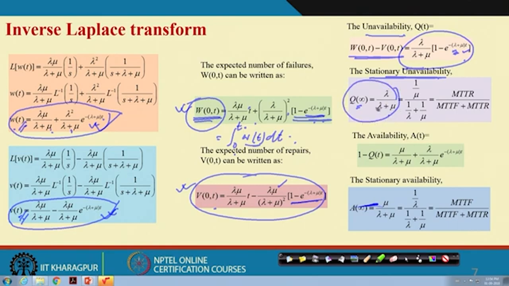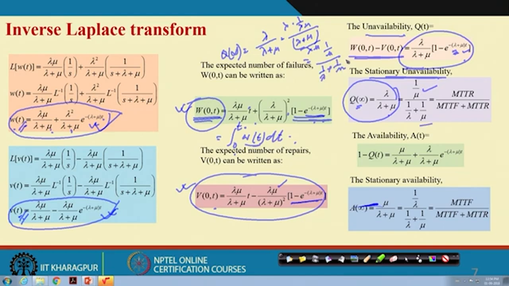And if you do a little bit of algebraic manipulation here, you will get this equation. So what are we doing? Lambda by lambda plus mu is my stationary unavailability. If I multiply the numerator lambda by 1 by lambda mu, and the denominator lambda plus mu also by 1 by lambda mu, then the numerator will be 1 by mu, and the denominator will be 1 by lambda plus 1 by mu.